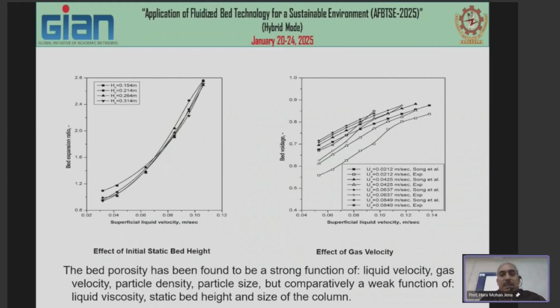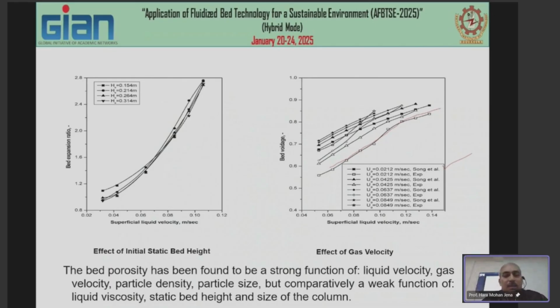So then the bed voidage is calculated from this bed expansion ratio, and this plot shows the bed voidage calculated here from different types of correlation. It is calculated, and experimentally also it is calculated at different gas velocities and liquid velocities. At different gas and liquid velocities the variation of the bed voidage is represented by this, because the bed expansion ratio varies with gas and liquid velocity, which you have already seen.